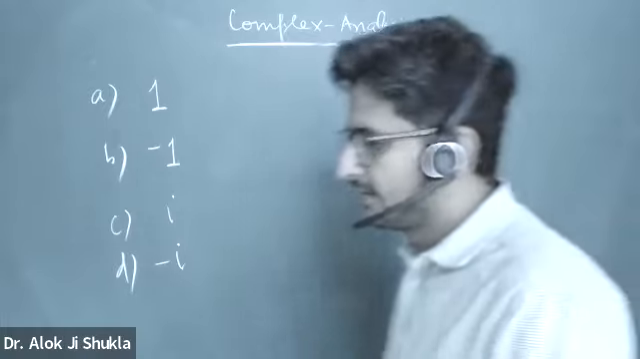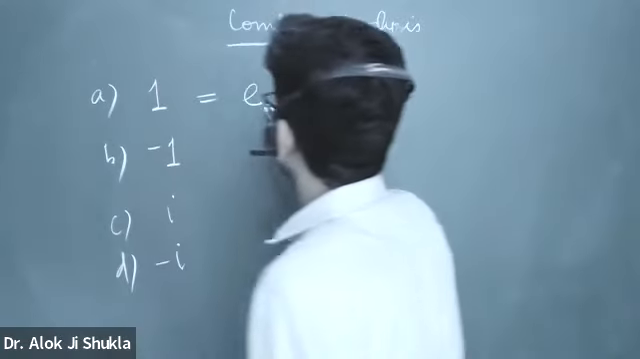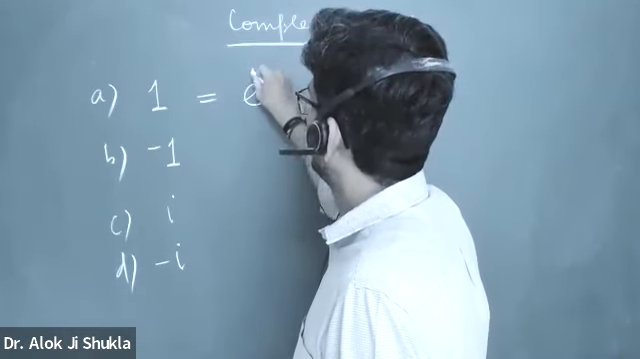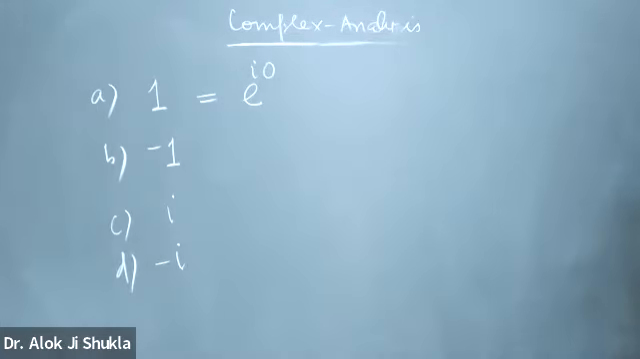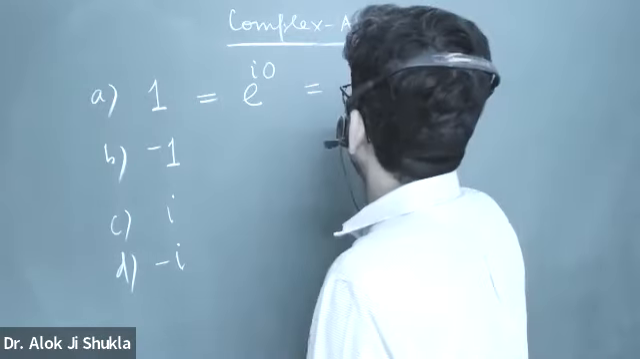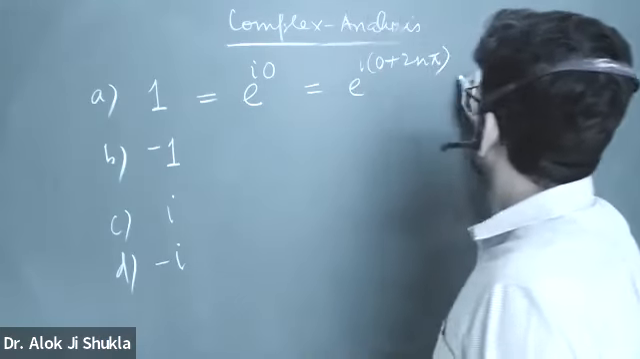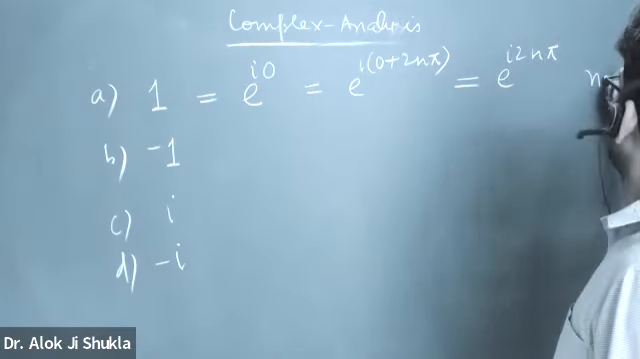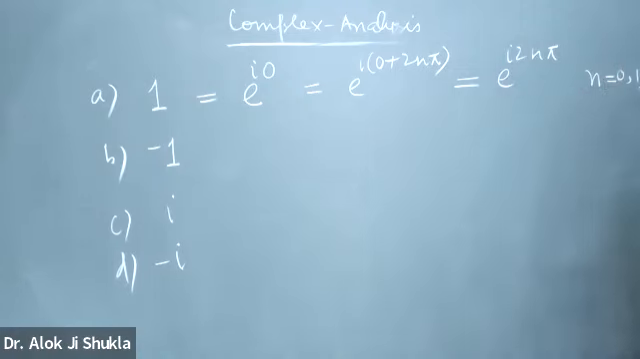So let us write the general numbers. First of all, principal value and then all values. So let me write it like this: e to the power iota 0. Is this 1? Yes, sir. And then I will add e to the power I 0 plus 2n pi to make it general. So this will become e to the power iota 2n pi, where n is 0, 1, 2, and so on. N is equal to 0 value will be called principal value.